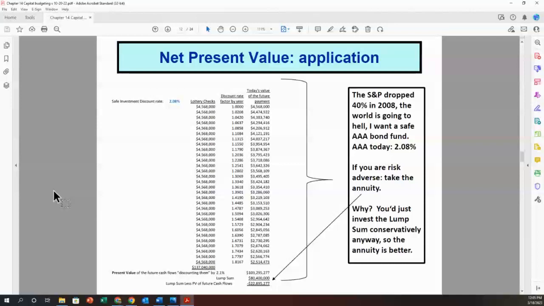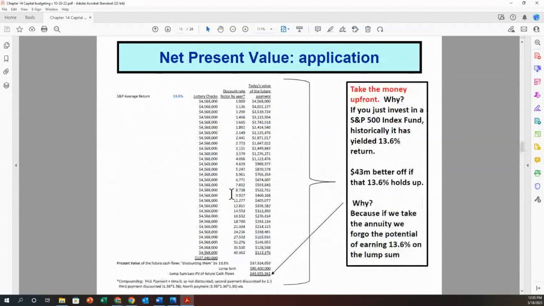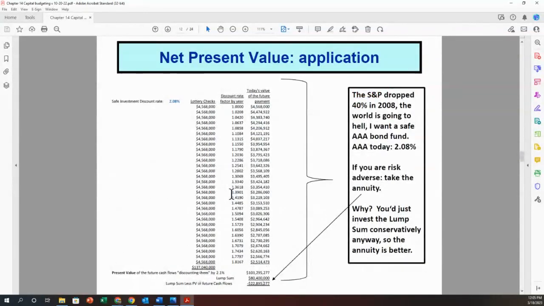Okay, so for the risk averse person, who doesn't believe in the stock market, if I took the annuity and discounted by 2%, the value of that to me today is $103 million versus the lump sum of 80. I'd be better off taking the annuity. And it's all a measure of the risk, right? And this is basically the way the stock market works every day.